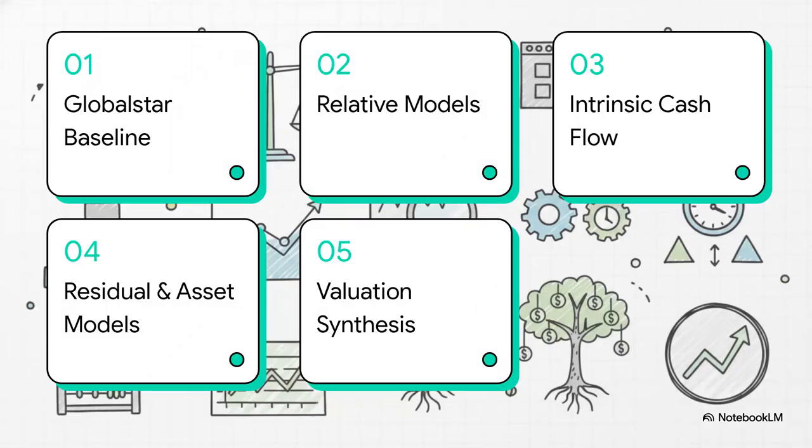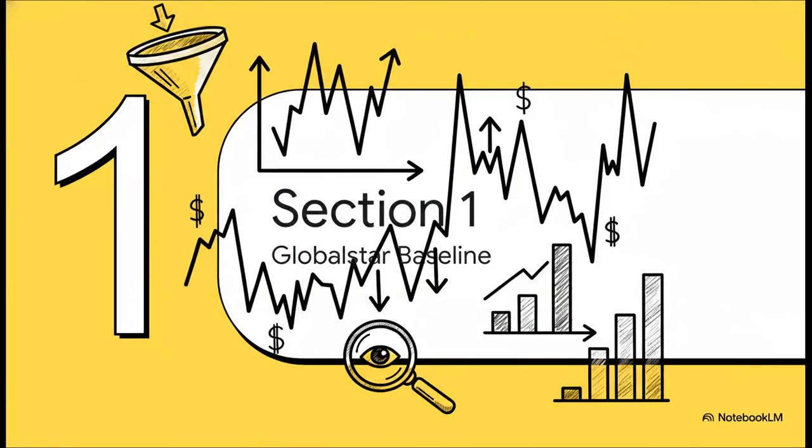So, to see if that $10 billion is actually justified, we're going to use what I call a valuation funnel approach. We'll start with the Globalstar baseline, move through relative and skipped models, dive deep into intrinsic cash flow valuations, check out residual and asset models, and wrap it all up with a final valuation synthesis. Kicking off Section 1, the Globalstar baseline.